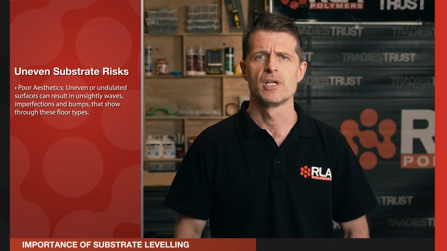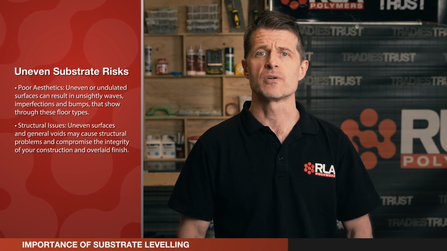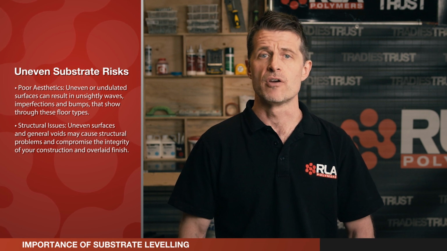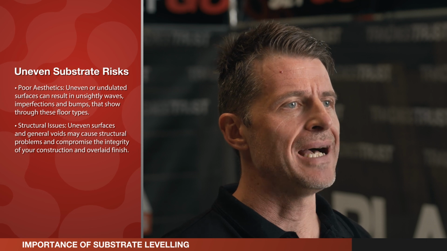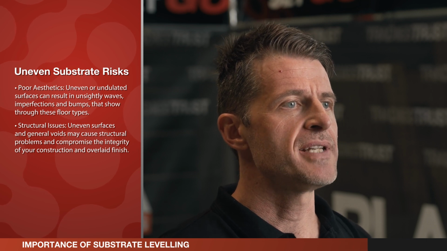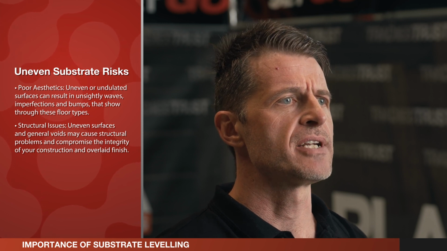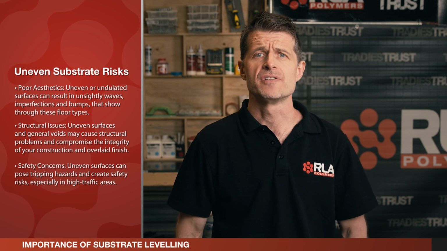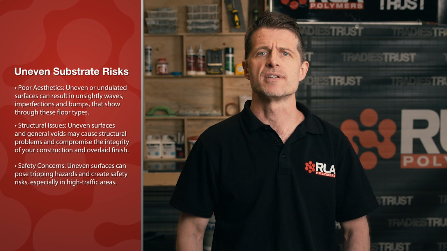Structural issues. Uneven surfaces and general voids may cause structural problems and compromise the integrity of the construction and overlaid finish. Finished flooring systems, whether it be tiles, carpet or timber, require a sound and stable base on which to be laid in order for it to retain its own integrity and perform as intended. Safety concerns. Uneven surfaces can pose tripping hazards and create safety risks, especially in high traffic areas.